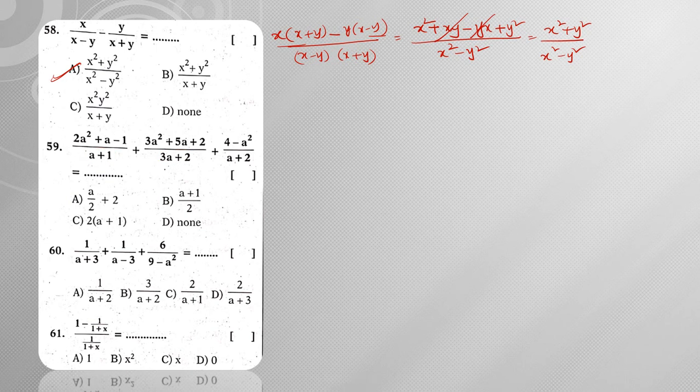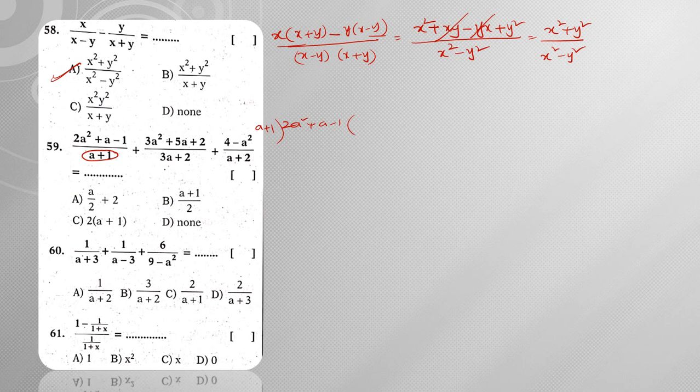Now the numerators you need to factorize, because it is in the form of a quadratic polynomial, so you can factorize into two linear polynomials. So 2a square plus a minus 1. So how can you write 2a square plus a minus 1? If you observe, the denominator is a plus 1, so we need to divide 2a square plus a minus 1 with a plus 1. Then what am I going to get?